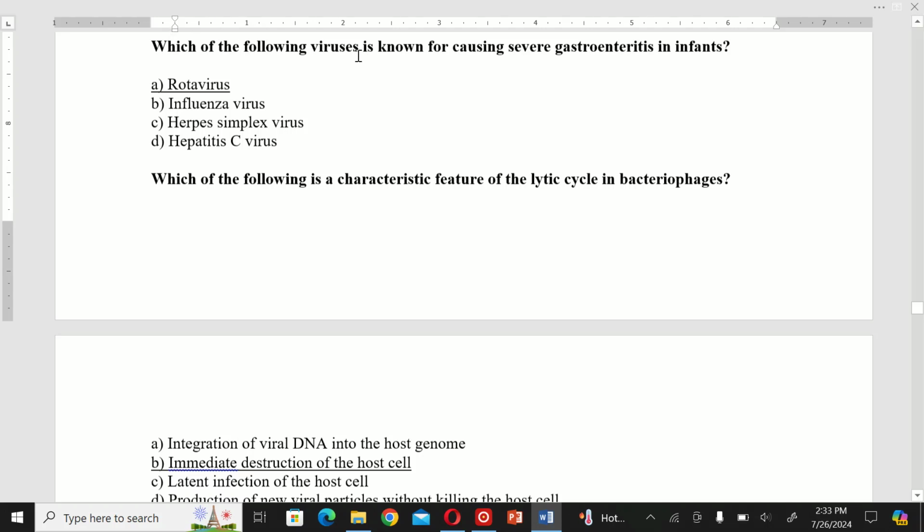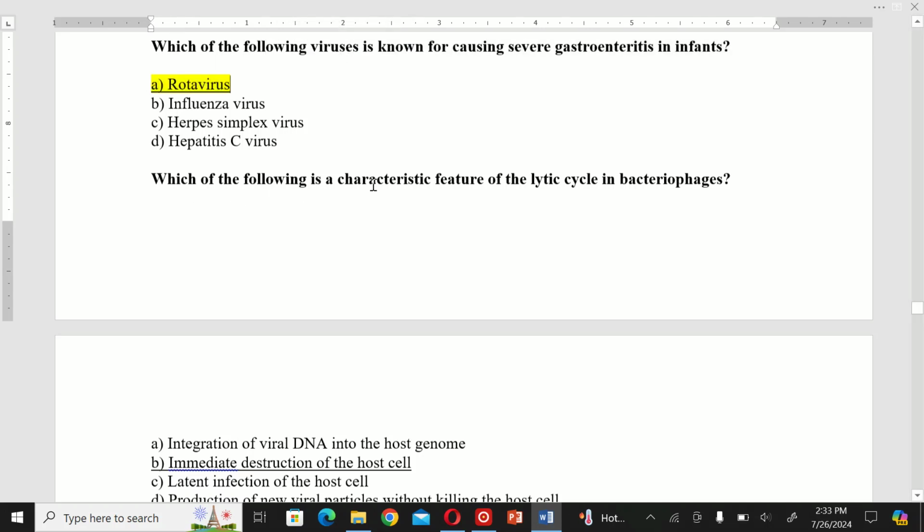Which of the following viruses is known for causing severe gastroenteritis in infants? A. Rotavirus, B. Influenza virus, C. Herpes simplex virus, D. Hepatitis virus. So the correct option is A.